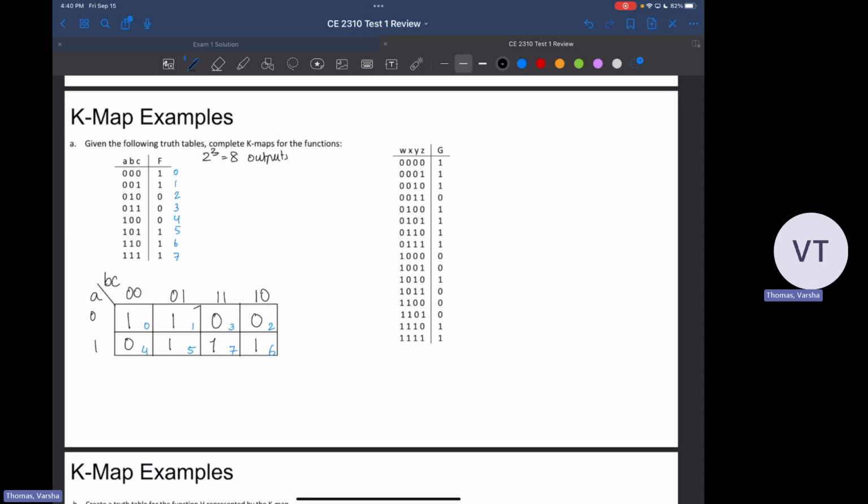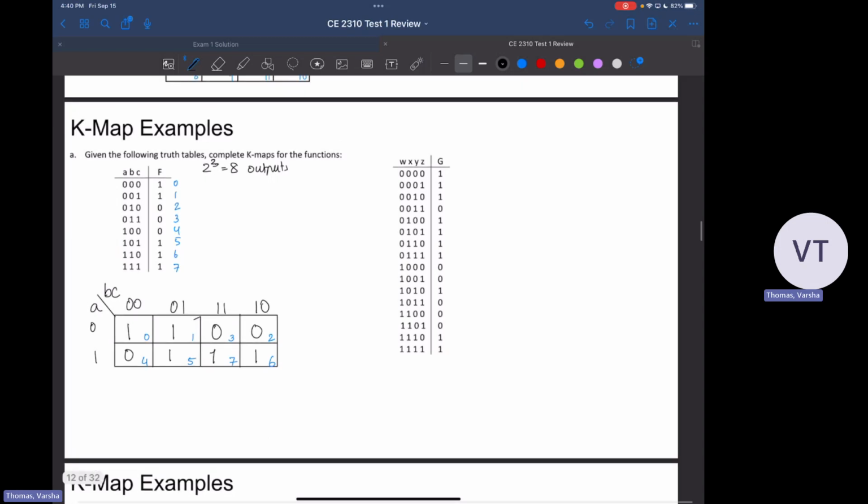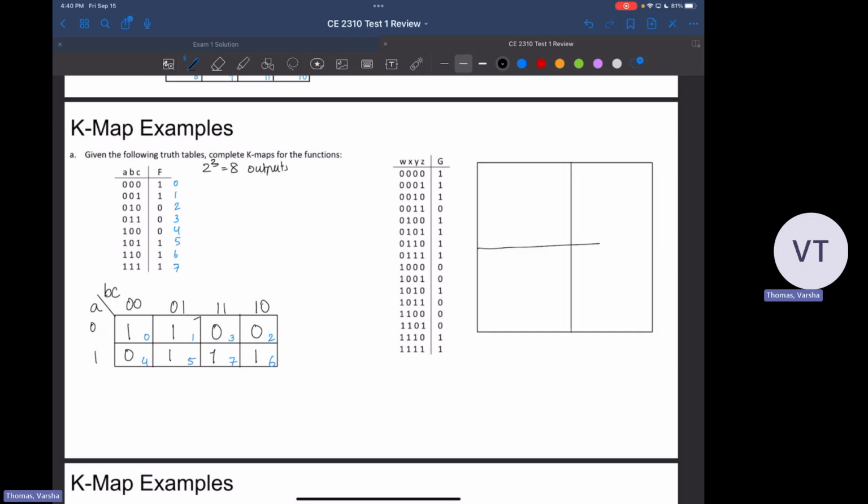Right? Okay. I'm going to go on to the larger one. This is your 4-variable K-map. Stop me if you have any questions or if you see something wrong. It's going to be a really ugly square, but it'll look nice. Okay. And then on the left side of the diagonal, I have WX. On this side, I have Y and Z.